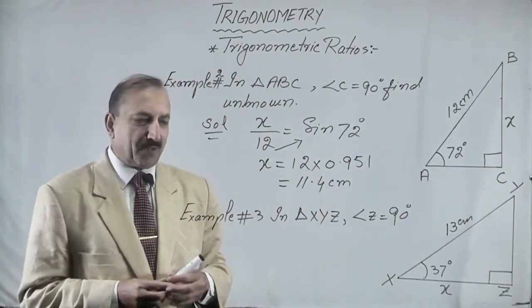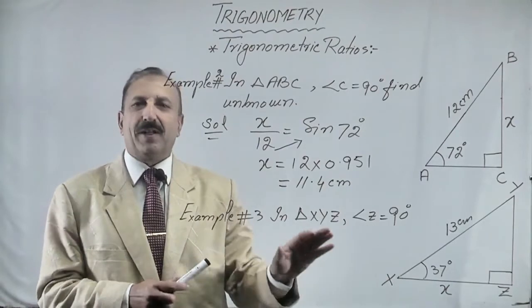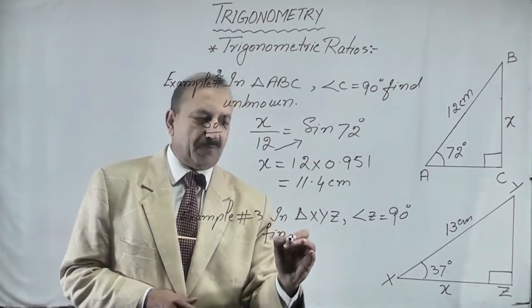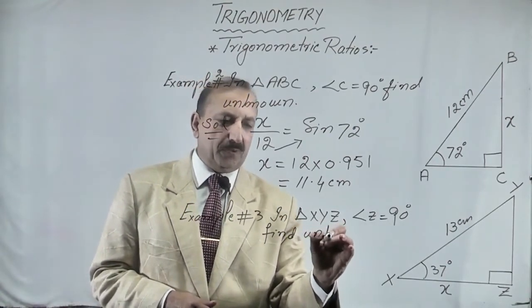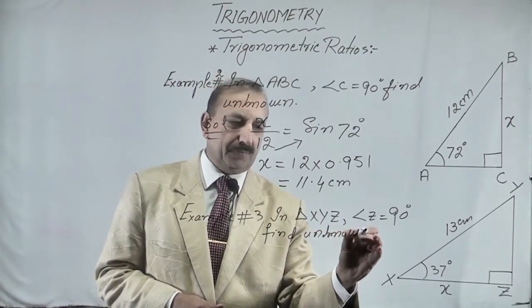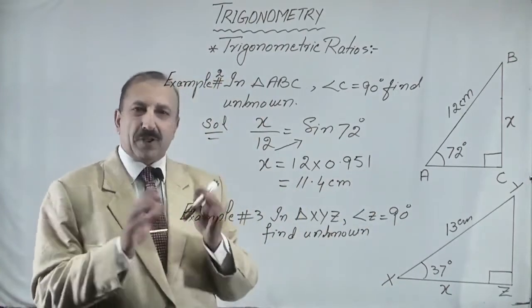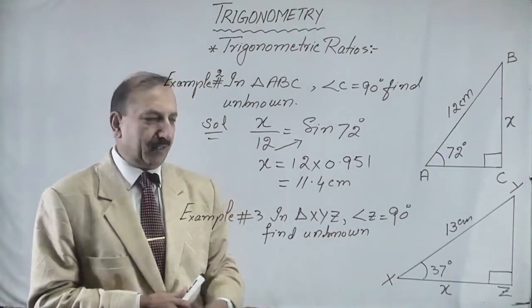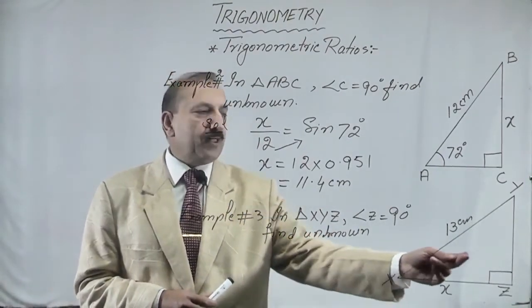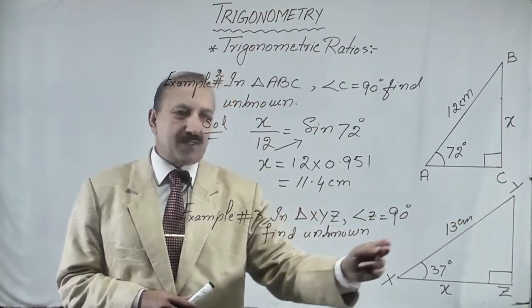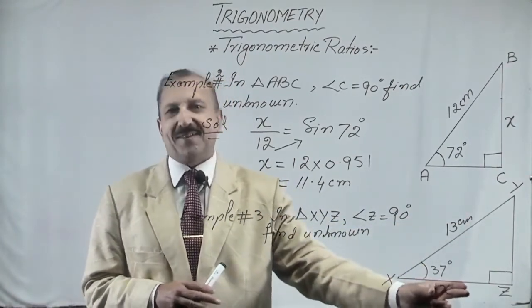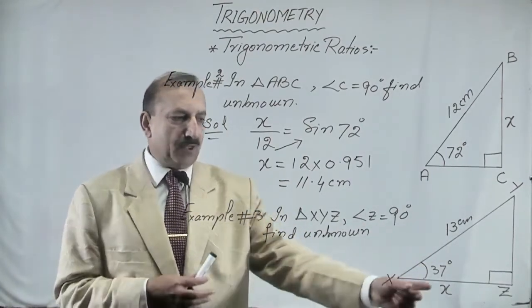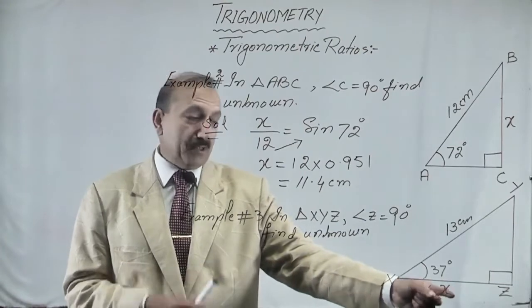As I told you, when we have a question to find the unknown, first of all, we are supposed to understand what sides of this right angle triangle are given. According to this angle, this is the opposite, this is the longest side, the hypotenuse, and this side is adjacent. Only three sides are there, and here we are supposed to find the value of the adjacent, that is mentioned here as x.